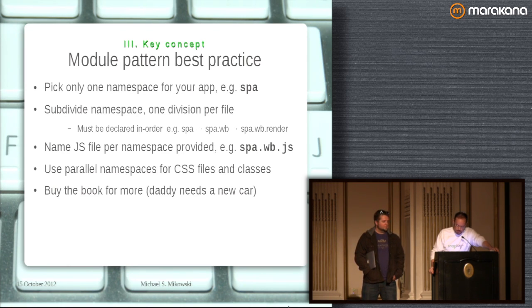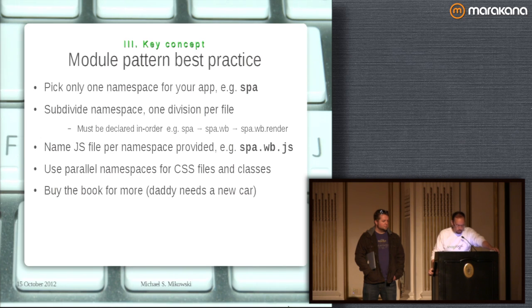So, some best practices. Pick only one namespace for your app, as I mentioned before. That should be your only global variable. Subdivide, as I just mentioned. Let's say I have a division called model, which is a recommendation. I've got boilerplate for all of this, by the way. But let's say I have a portion of a model that requires some SVG handling. Well, then you can subdivide it. You can say spa.model.svg. And let's say I have a component of the model that is specific to users. I can have spa.model.users. Okay?